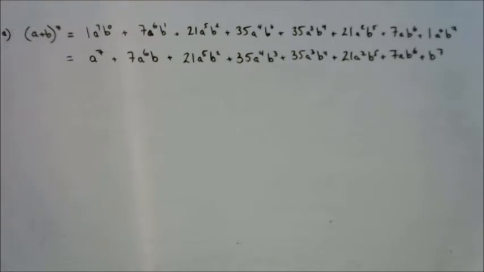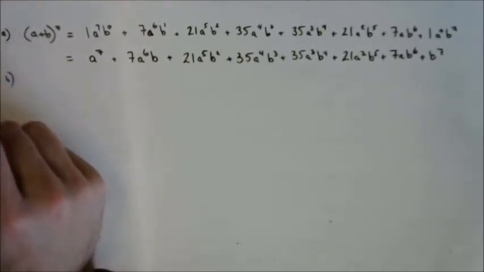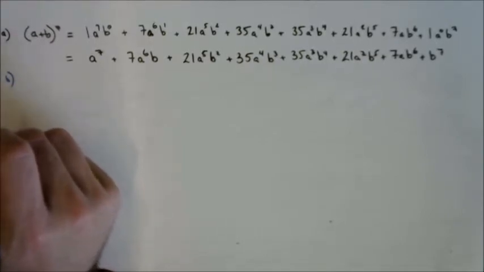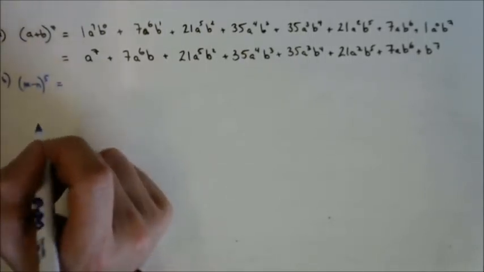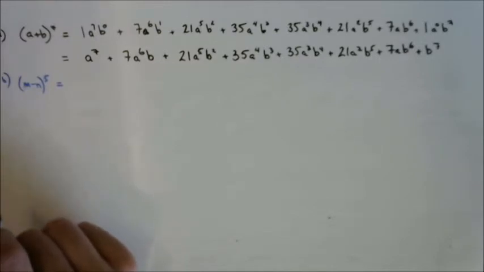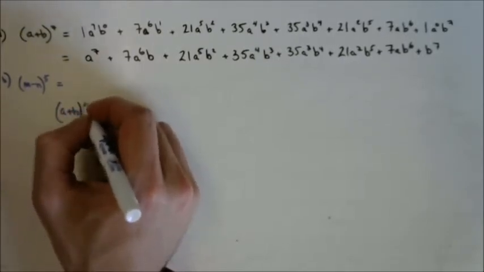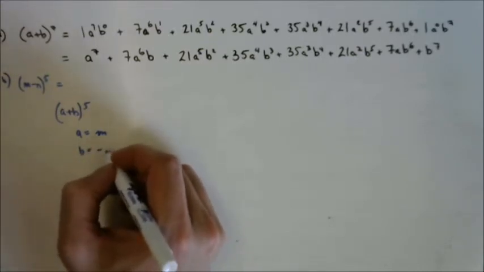Here we go. B. B is similar, but this time you have a negative. So here's what's really important. The exponent there on the expansion, m minus n, is to the power of 5. So what row are we getting our coefficients from? 5. Getting our coefficients from the 5th row. But we need to pay really close attention to that negative symbol. If you wanted to think about it this way, you could think about it as a plus b. But a here is m, and b is negative n.